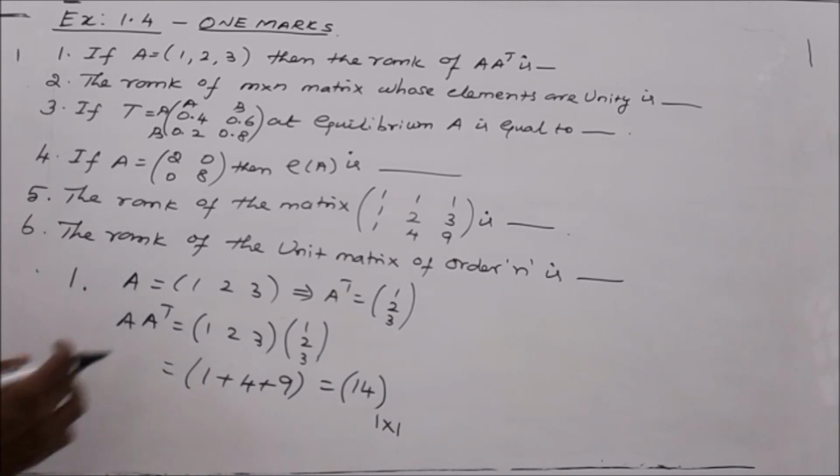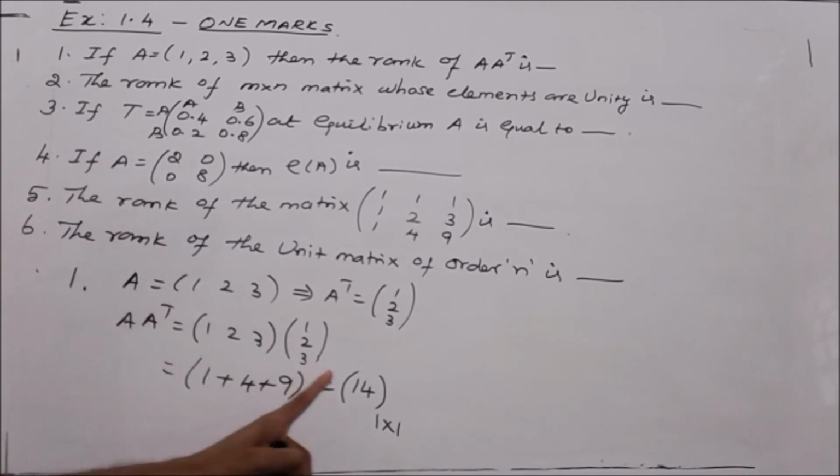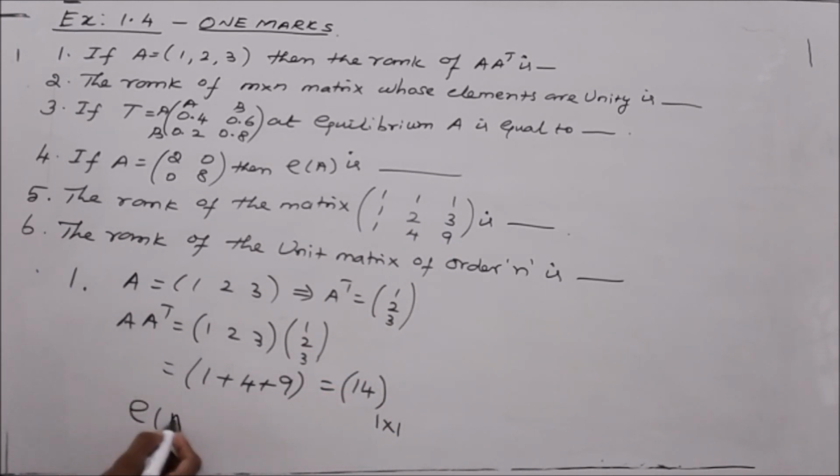Therefore, the rank of this A transpose is equal to 1 because we have a 1 cross 1 minor. The maximum minor value is 1 cross 1. So its determinant value 14 is non-zero. Therefore, the rank of A transpose equals 1.